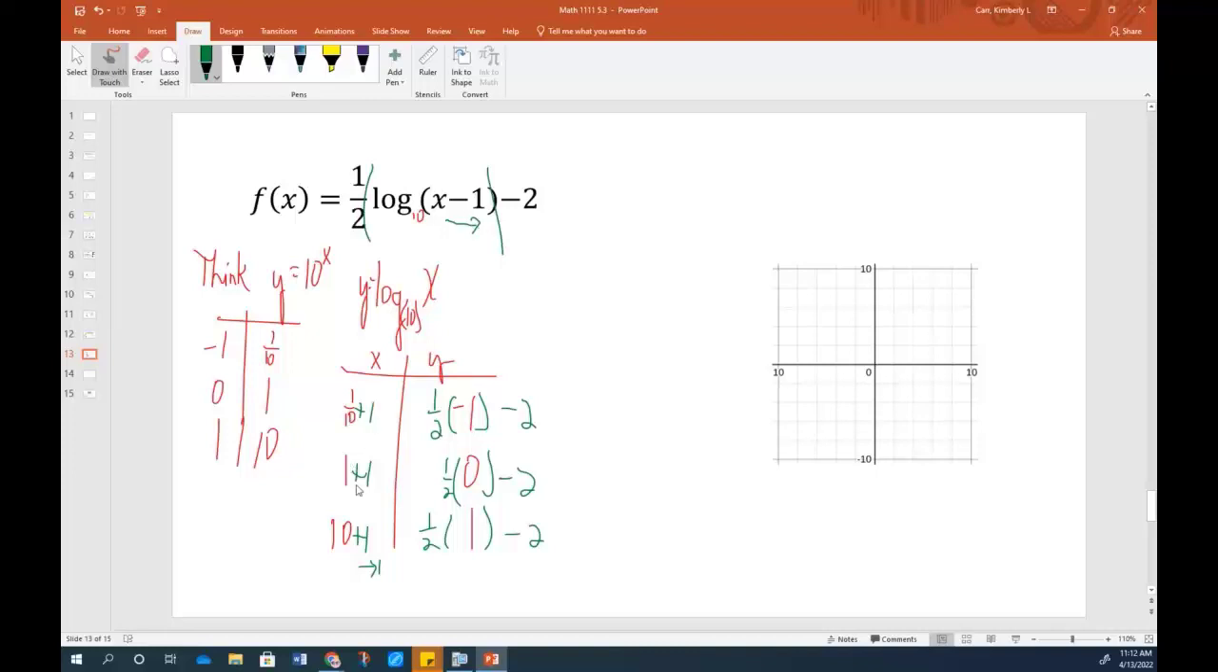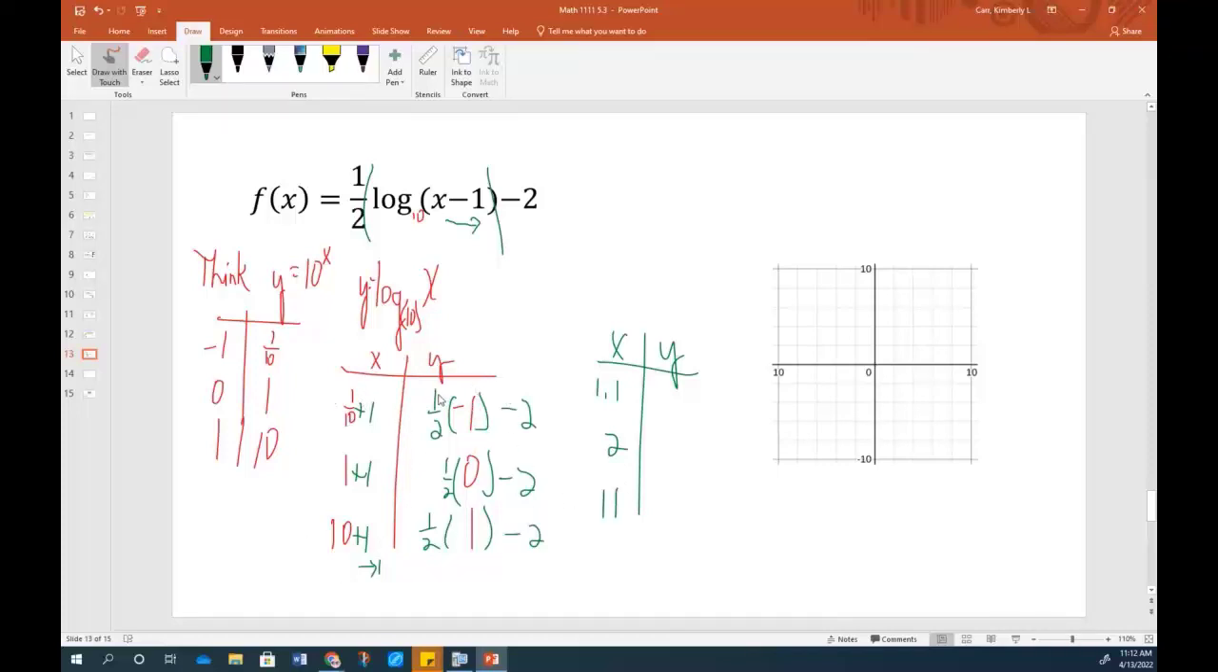Shifts that happened with the x, I adjusted my x. Shifts or compression stretches that happen with y make me adjust the y values. And so the result, this will be 1 and 1/10, which is really 1.1, 2, and 11. Again, I just added those.